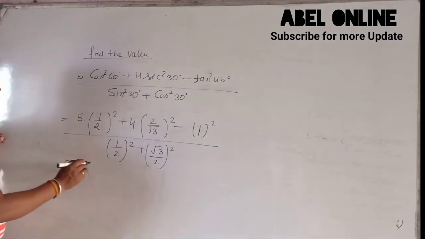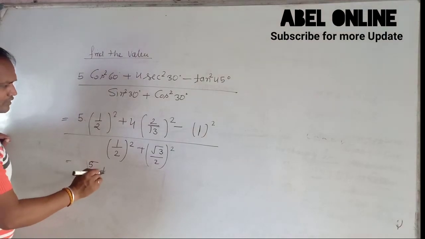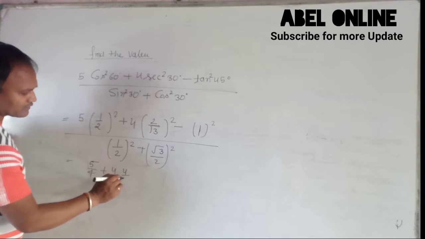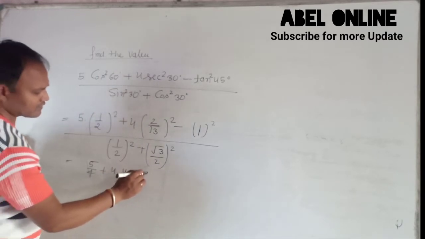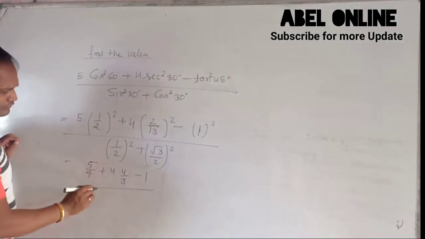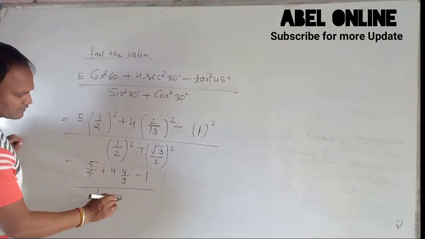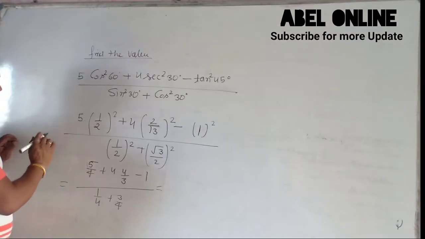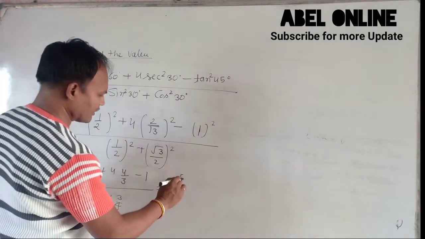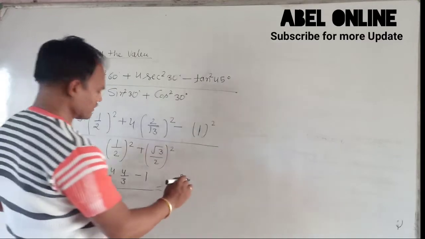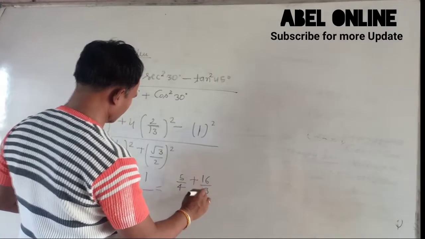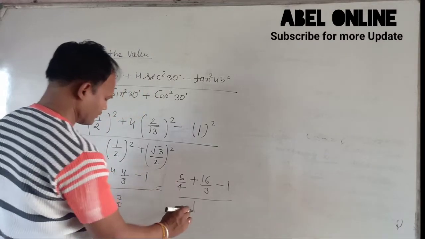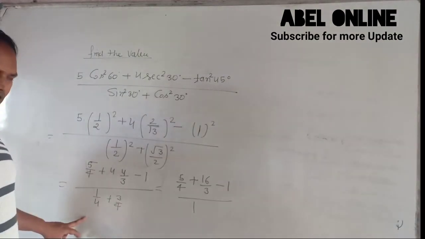Now this is 5 by 4 plus 4 into 4 by 3, which is 16 by 3, minus 1, upon 1 by 4 plus 3 by 4. 3 by 4 plus 1 by 4 means 1 by 4.